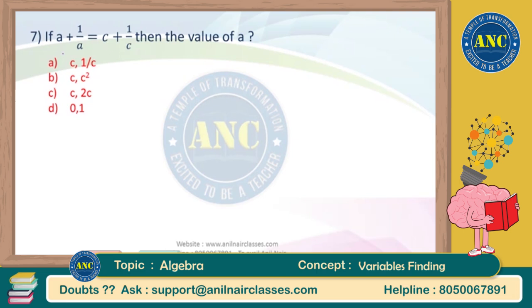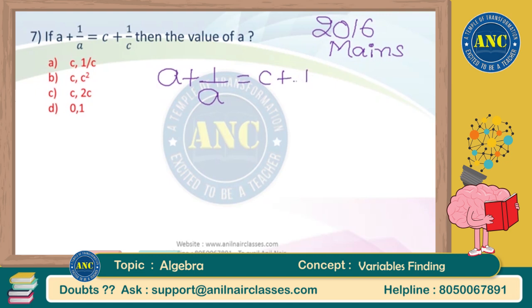Now see this 7th question, sir. Very, very easy question. This is your 2016 mains question. I am very surprised that in the main question they have asked you that kind of an easy question. Now see here, sir. Question says, if a plus 1 by a is equal to c plus 1 by c, find the value of a. What is a value is the question.